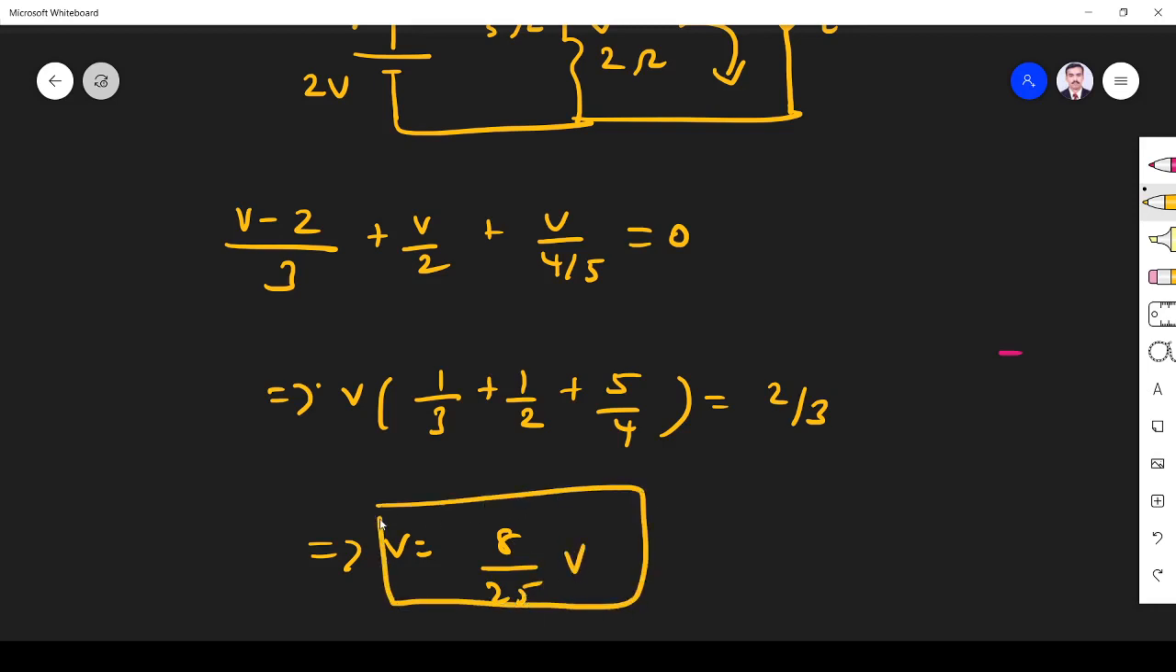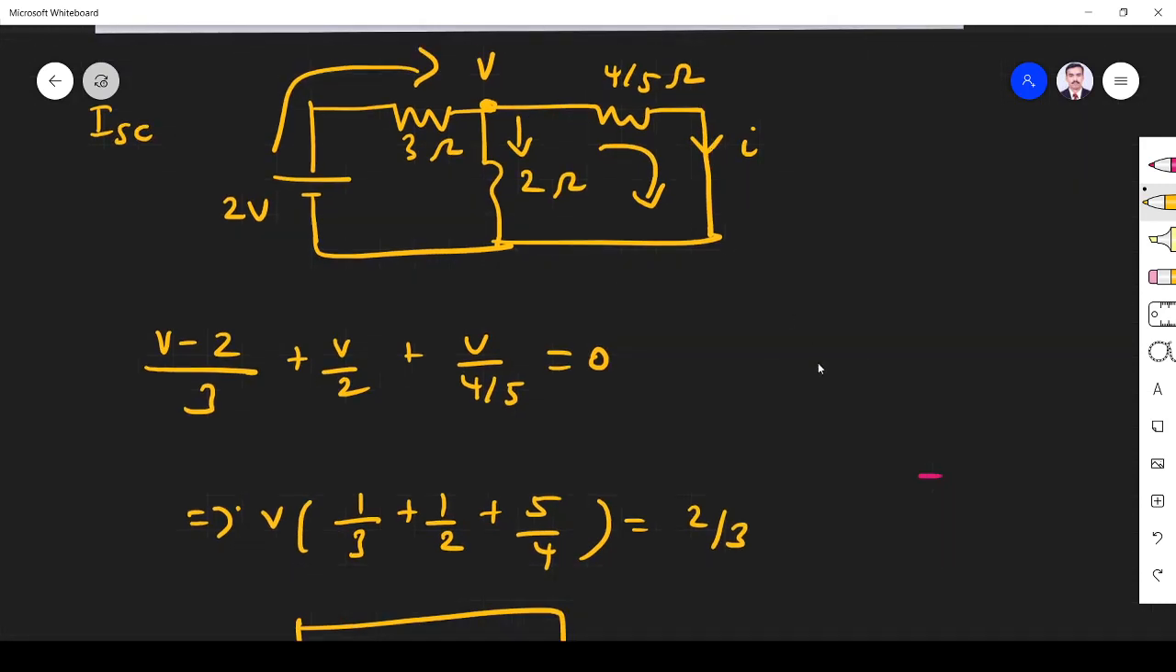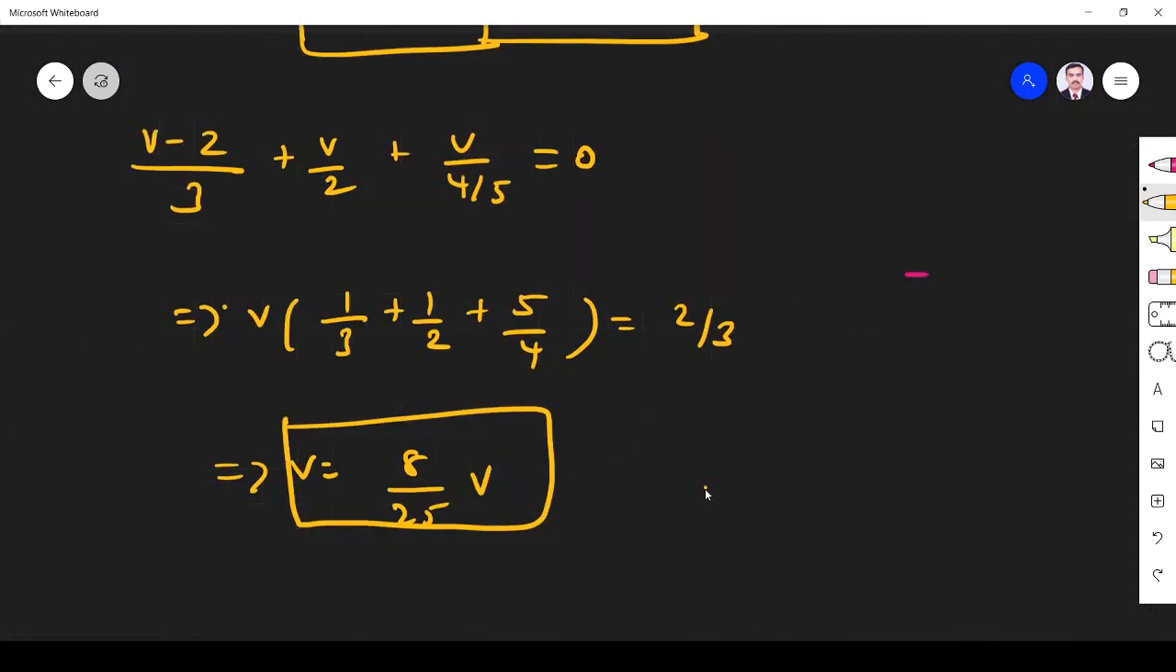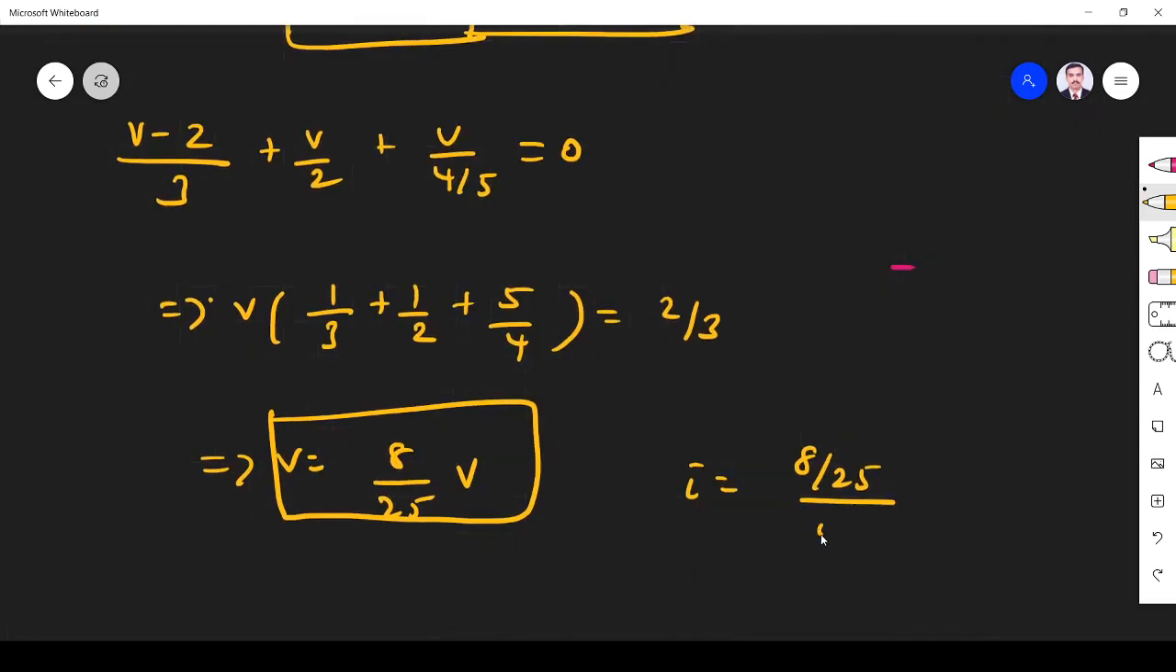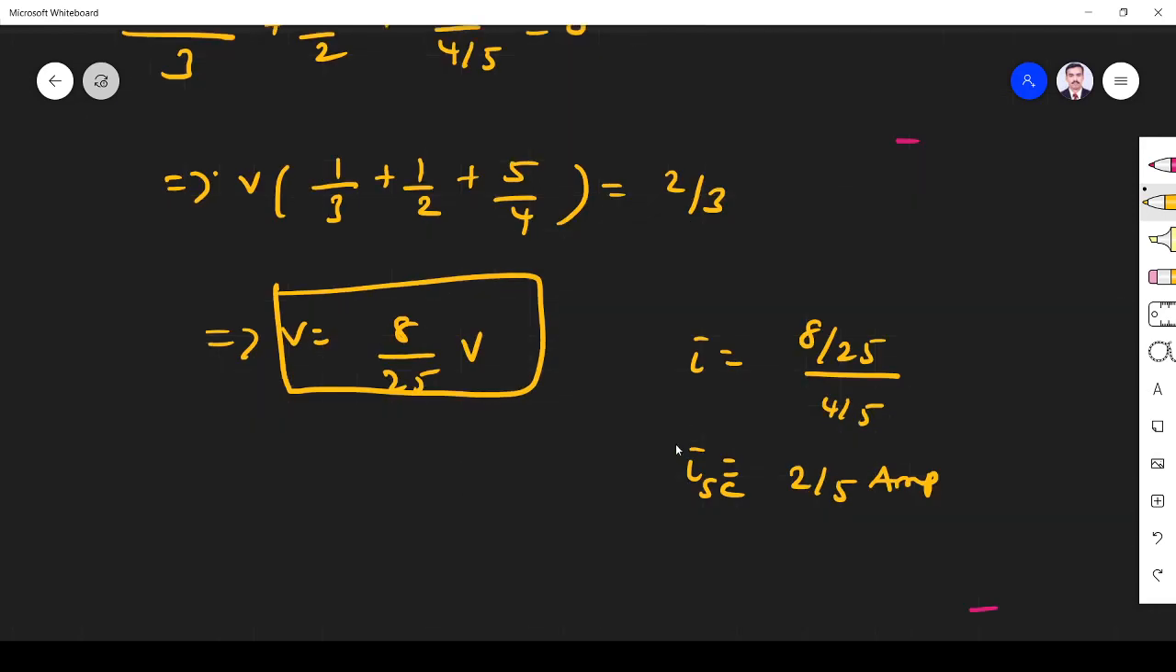Now I got V. So what is the current flowing through this short circuit terminal? I is equal to V by R, 8 by 25 divided by R. This is R, this current. R is 4 by 5. So I is equal to 2 by 5 ampere. This is what I short circuit, so I short circuit is 2 by 5 ampere.